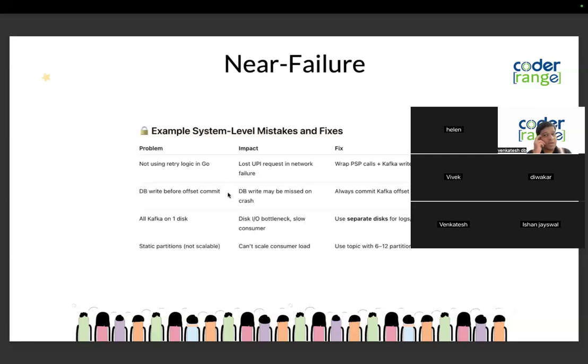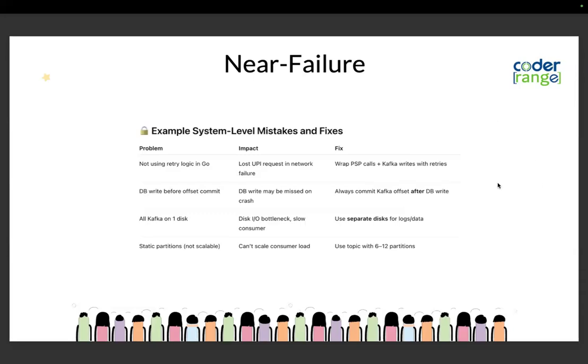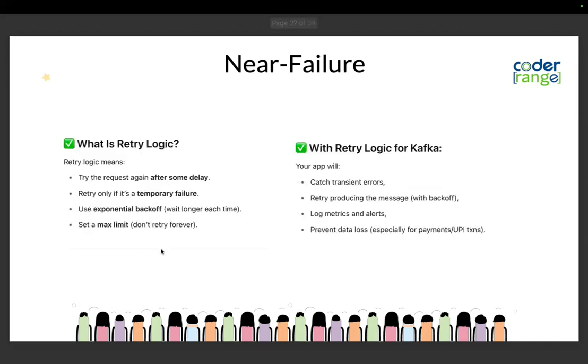Okay, so coming back to here, the real interviewer will definitely ask you, do we need to use retry logic in Go? Why? For example, I'll tell you. Suppose you lost a UPI request in a network failure, and if so, we have to retry to the bank provider. And DB write issues, we always have to do DB writes, and we missed some because of crashes, right? Also Kafka on disk will have some issues. Static partitions will also have some issues, right? So that is the main thing: for this kind of business logic, we have to implement retry logic.